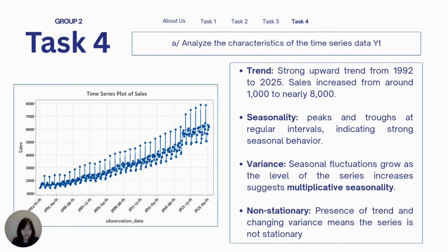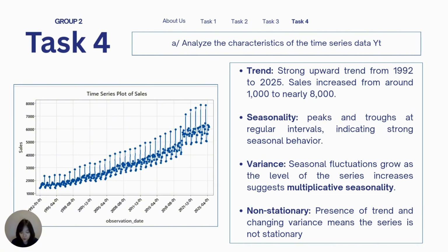And now I will answer question A, analyze the characteristic of the time series data from test 4. As can be seen from the plot, it shows a strong upward trend from 1992 to 2025, as the sales increase from around 1,000 to nearly 8,000. Furthermore, the plot also shows repeating peaks and troughs at regular intervals, approximately every 12 months, which indicates a strong seasonal variation.